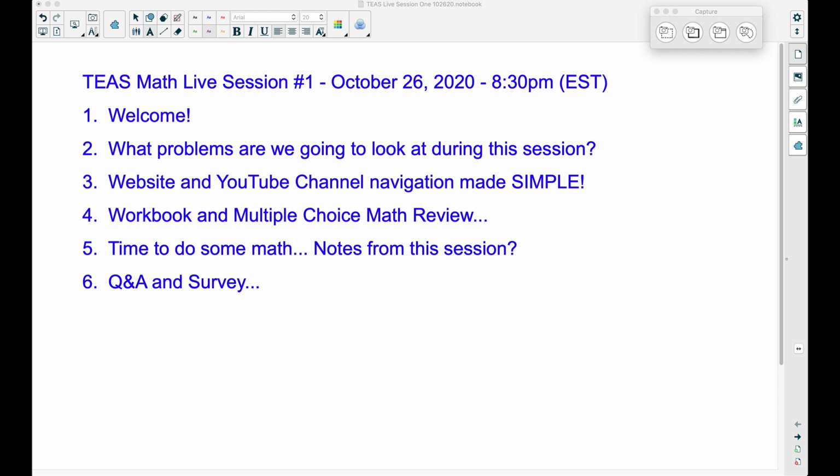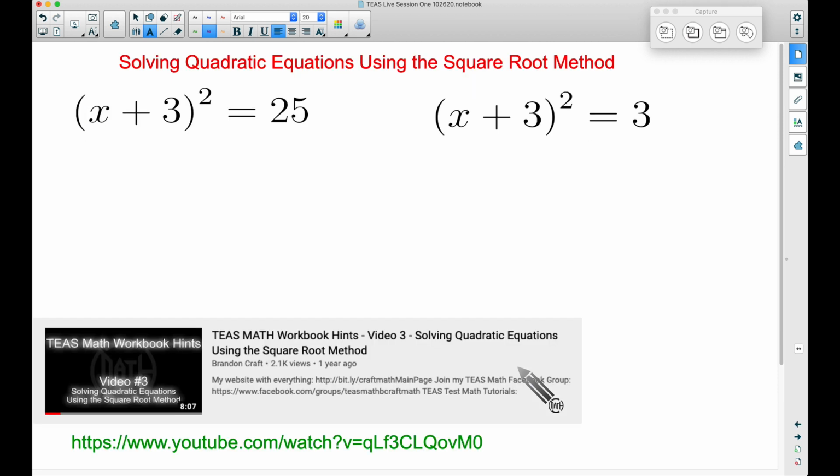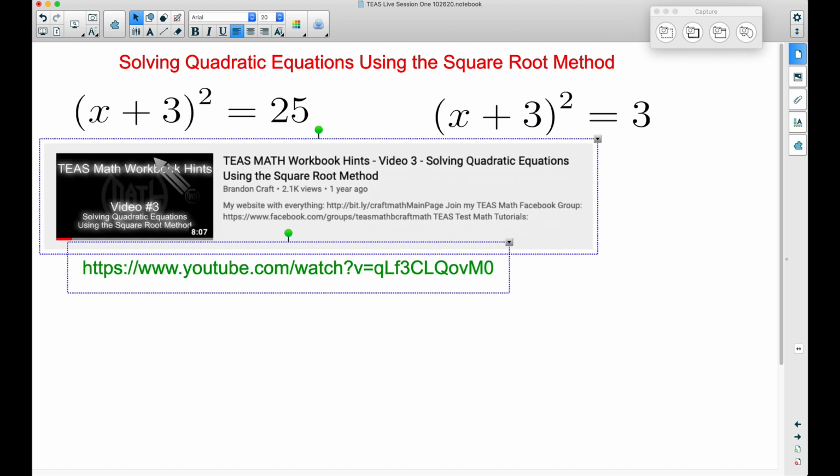So what we're going to do is jump into some of these math problems, the ones that I showed you earlier in the stream. The first one here is we're trying to solve quadratic equations using the square root method. Now, before we actually jump into this, I just want to motivate the idea. Let me drag this stuff up here.